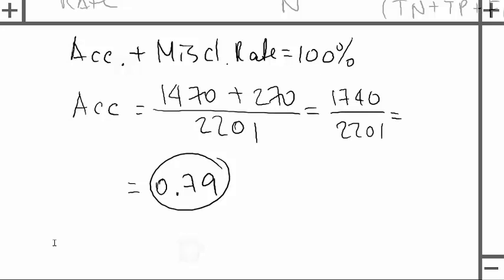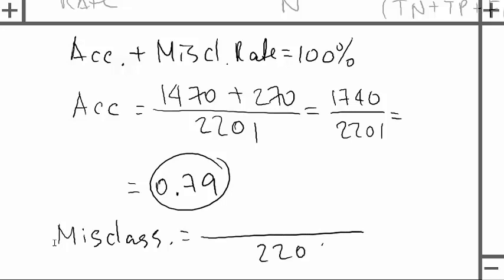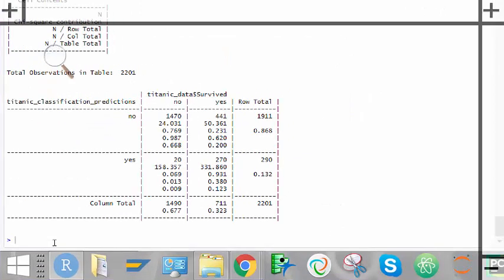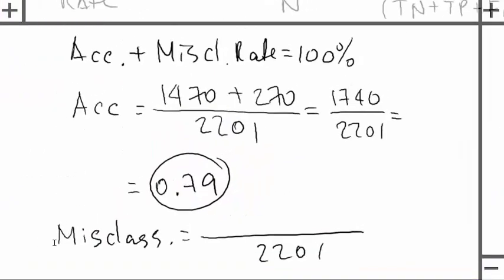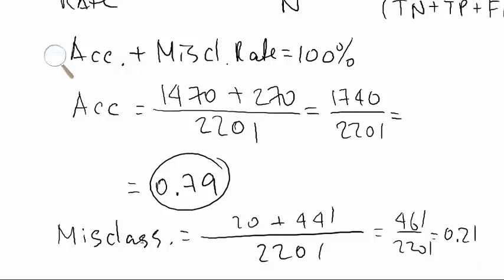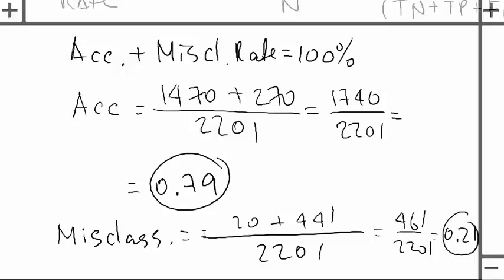21%, right? So let's formally write it down. Misclassification rate is going to be, again, out of 2201. Oh God, what were they? Let's see, 20 false positives, 441 false negatives. So 20 plus 441, or in other words, 461 out of 2201, and that should give you, check my calculations if you don't trust me, 21%.